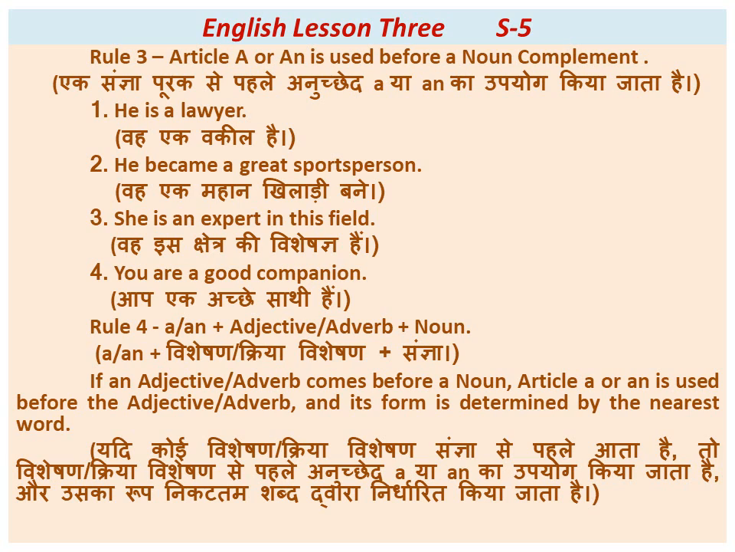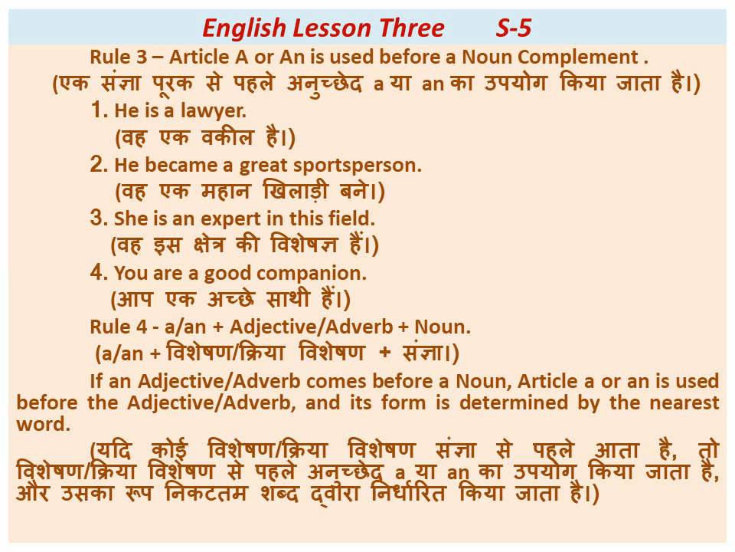So lawyer spelling starts with L. That's why article a is used. He became a great sports person. Great spelling starts with G. G is a consonant. That's why article a is used here. She is an expert in this field. Before expert, an article is used here. So E being a vowel, an article is used here.